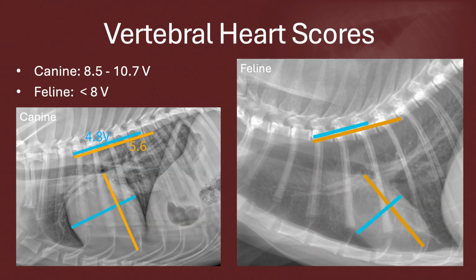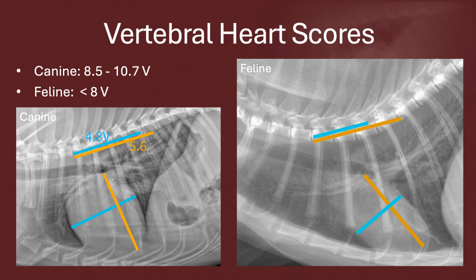The normal vertebral heart score on lateral views has been reported in a mixed population of 100 dogs as being less than or equal to 10.7 V, or vertebrae, with the lower range of normal distribution reported as 8.5 V. Cats typically have a vertebral heart score of less than 8 V.